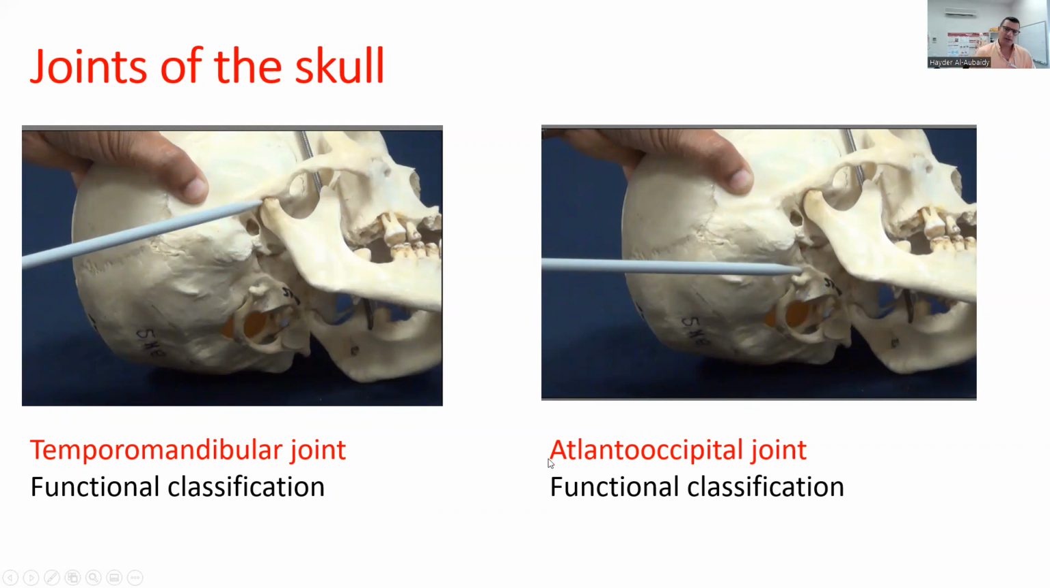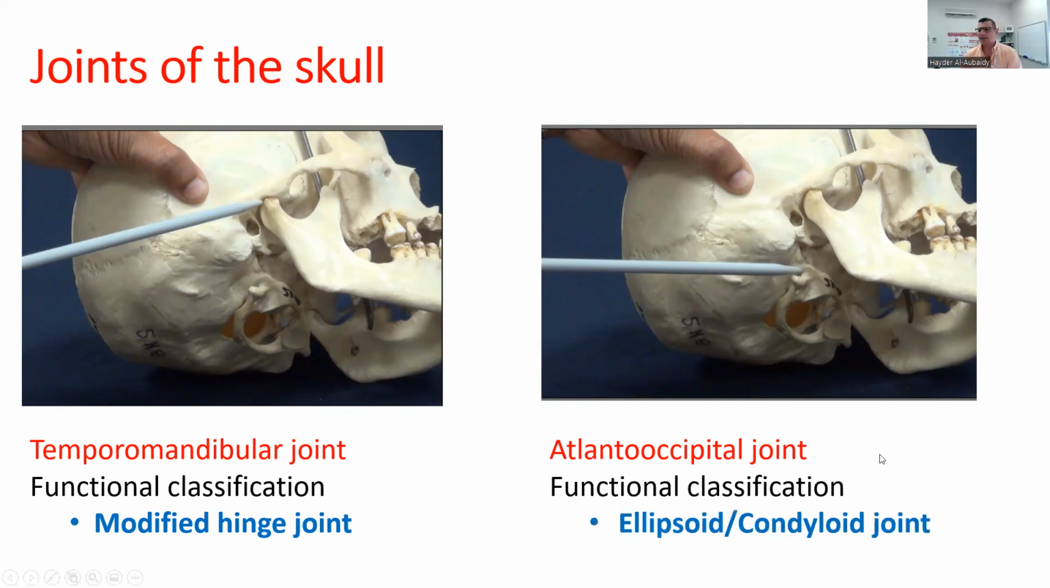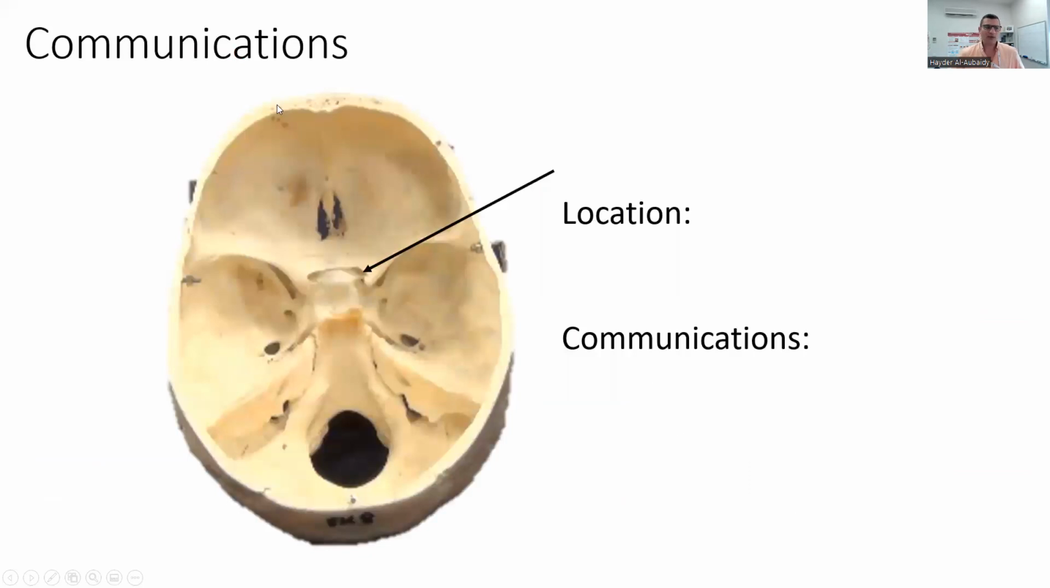So hopefully in the previous two years of studying anatomy, you know how to differentiate synovial from fibrous and cartilaginous joints. And you also learned the different types, the functional classification of synovial joints. Structurally, this is a synovial joint, so we need to look into its functional classification. Any idea about the functional classification of the temporomandibular synovial joint? Modified hinge. Modified hinge joint. Excellent. Beautiful. How about the atlanto-occipital joint? What functional classification does it have? Ellipsoid. Ellipsoid or condylar joints. Fantastic, guys. Excellent. Makes my life much easier, moving quickly.